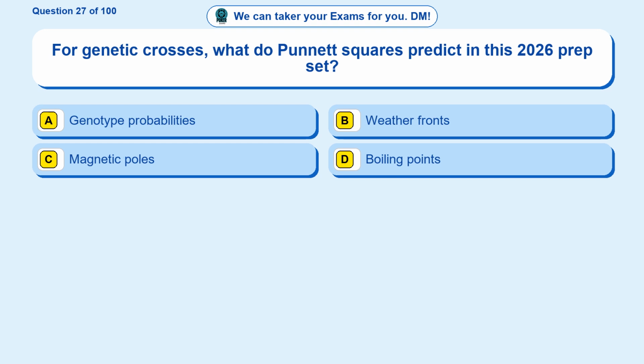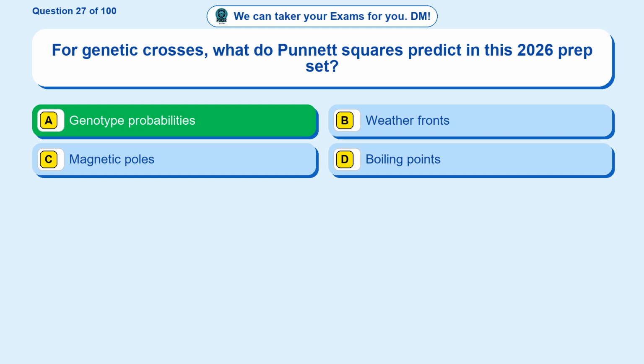Question 27. For genetic crosses, what do Punnett squares predict in this 2026 PrEP set? Option A, genotype probabilities. Option B, weather fronts. Option C, magnetic poles. Option D, boiling points. The correct answer is option A.